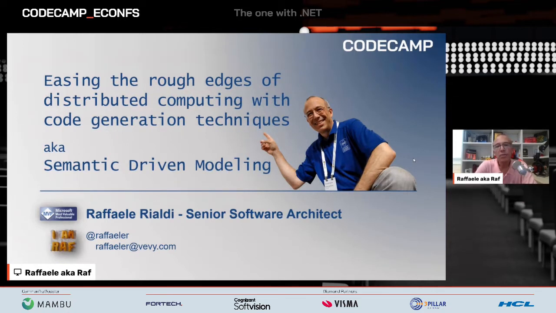So this is about making it easier to version the services, the public model exposed by the services in distributed applications. And we will see this thing that I call semantic driven modeling. This is because if you model your public model in a certain way that we will see, you will end up with a lot of advantages.